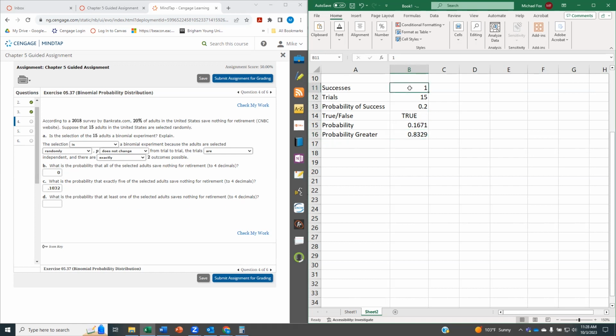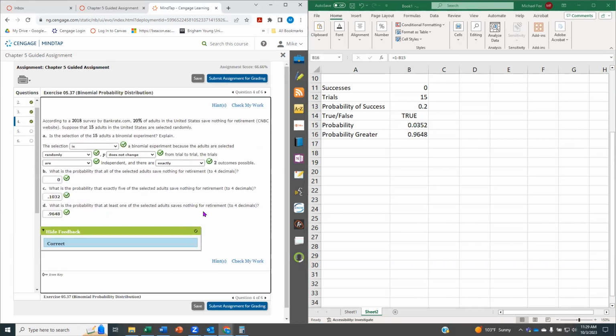So what I have to do is put 0 on my successes here. So now this probability shows the probability that 0 people responded that they save nothing for retirement. And this gives me the probability that 1 or greater. And that's what fits with at least 1. So the probability that 1 or more, at least one person, says they save nothing for retirement is 0.9648. So very likely that we're going to get at least one person who's going to respond and say they don't save anything for retirement. So I hope that made sense. I was trying to kind of talk through the logic of how we set up our little calculators here.